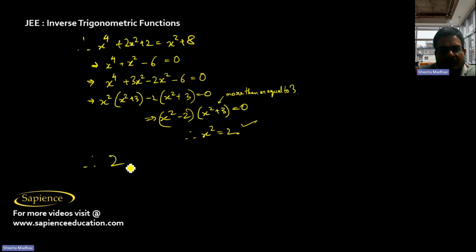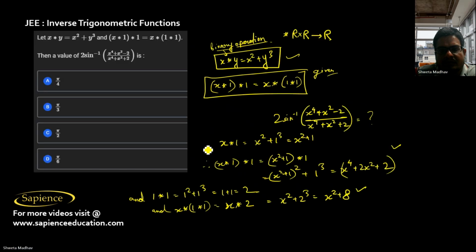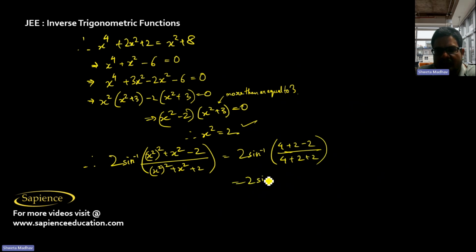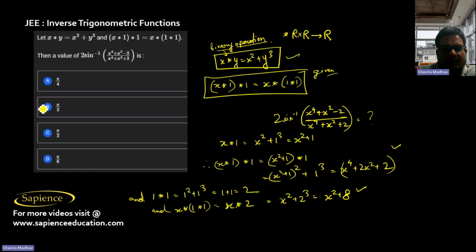So therefore we have to find the value of 2 sine inverse of x power 4. x power 4 I can write as (x square) whole square, plus x square minus 2, divided by (x square) whole square plus x square plus 2. So this will be 2 sine inverse of (2 square, that is 4, plus 2 minus 2) by (2 to the 4, that is 4, plus 2 plus 2). So this will be 2 sine inverse of 4 by 8, that is 2 sine inverse of half. So sine inverse half is obviously pi by 6. So 2 into pi by 6, it is 30 degrees, that is pi by 3. So pi by 3 is the answer. So option B is the correct answer.